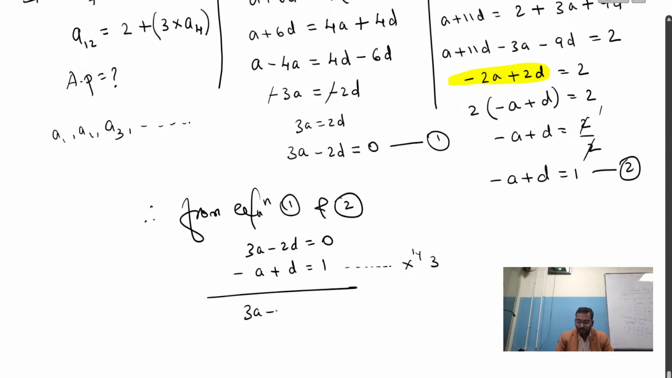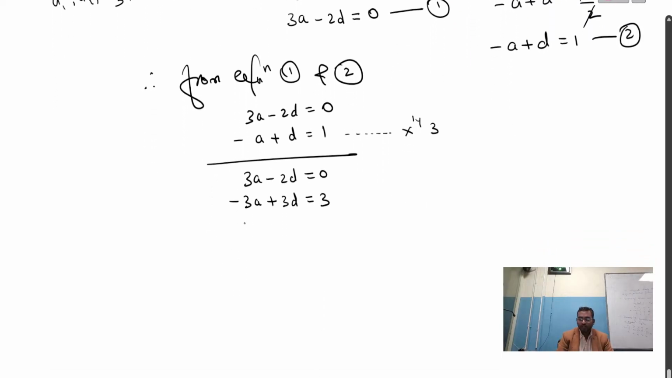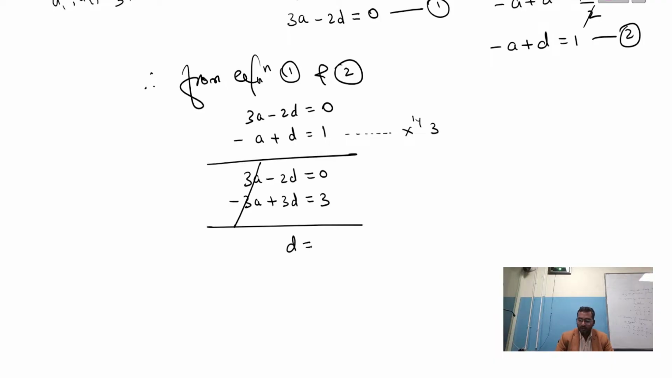Then what happens? 3A minus 2D is equal to 0 remains the same. 3 into minus A is minus 3A, plus 3 into D is 3D, equal to 3 into 1, which is 3. Got it? Then plus 3A and minus 3A get cancelled when we add. 3D minus 2D is 1D, equal to 0 plus 3, which is 3. Therefore we got the value of D as 3.